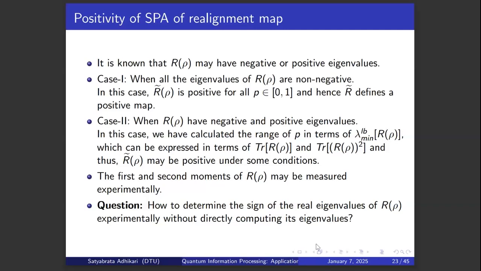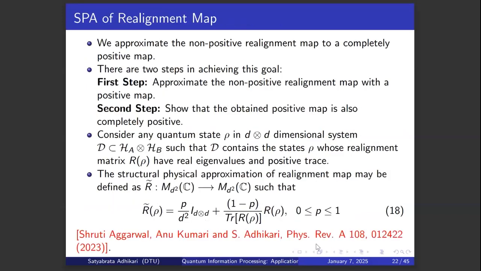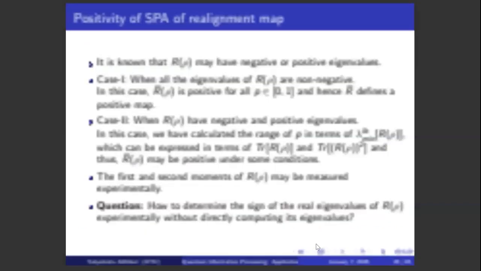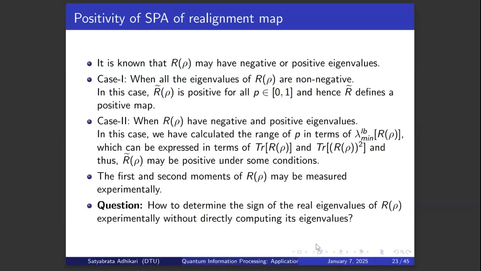In this case, as I told you, we have to calculate the value of P, which is given in this transformation. We have to calculate the value of P for which this map will give all eigenvalues positive. This value of P can be expressed in terms of the first and second order moments of R rho. The first and second order moments of R rho can be measured in an experiment. That is why we have to express the parameter P in terms of the first and second order moments.